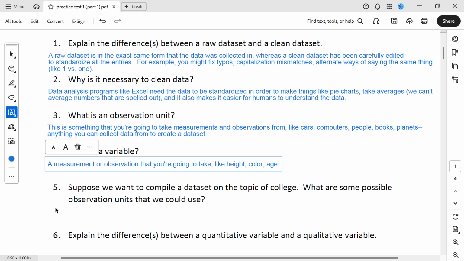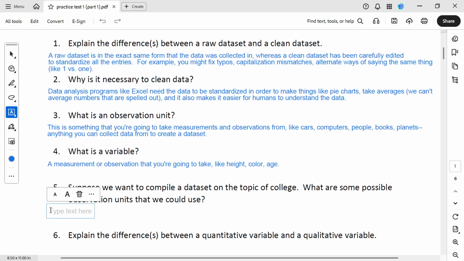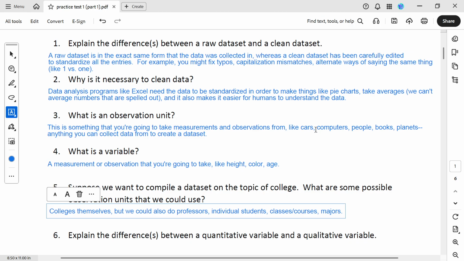All right, suppose we want to compile a data set on the topic of college. What are some possible observation units that we could use? So we could use colleges themselves, but we could also do professors, individual professors, individual students. We could do classes or courses, majors. There's all kinds of different things that you could take measurements from. But for a given data set, you just have to pick one of these.